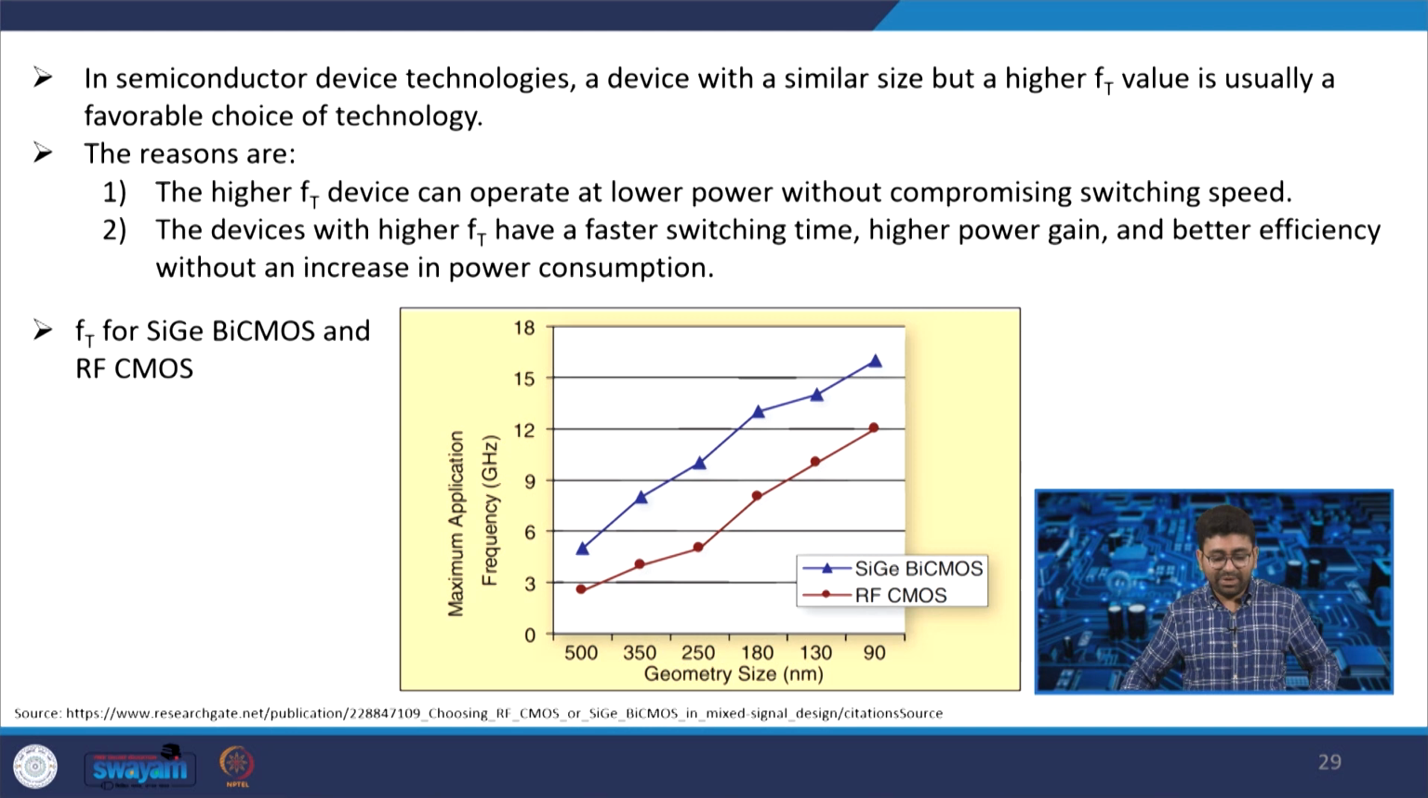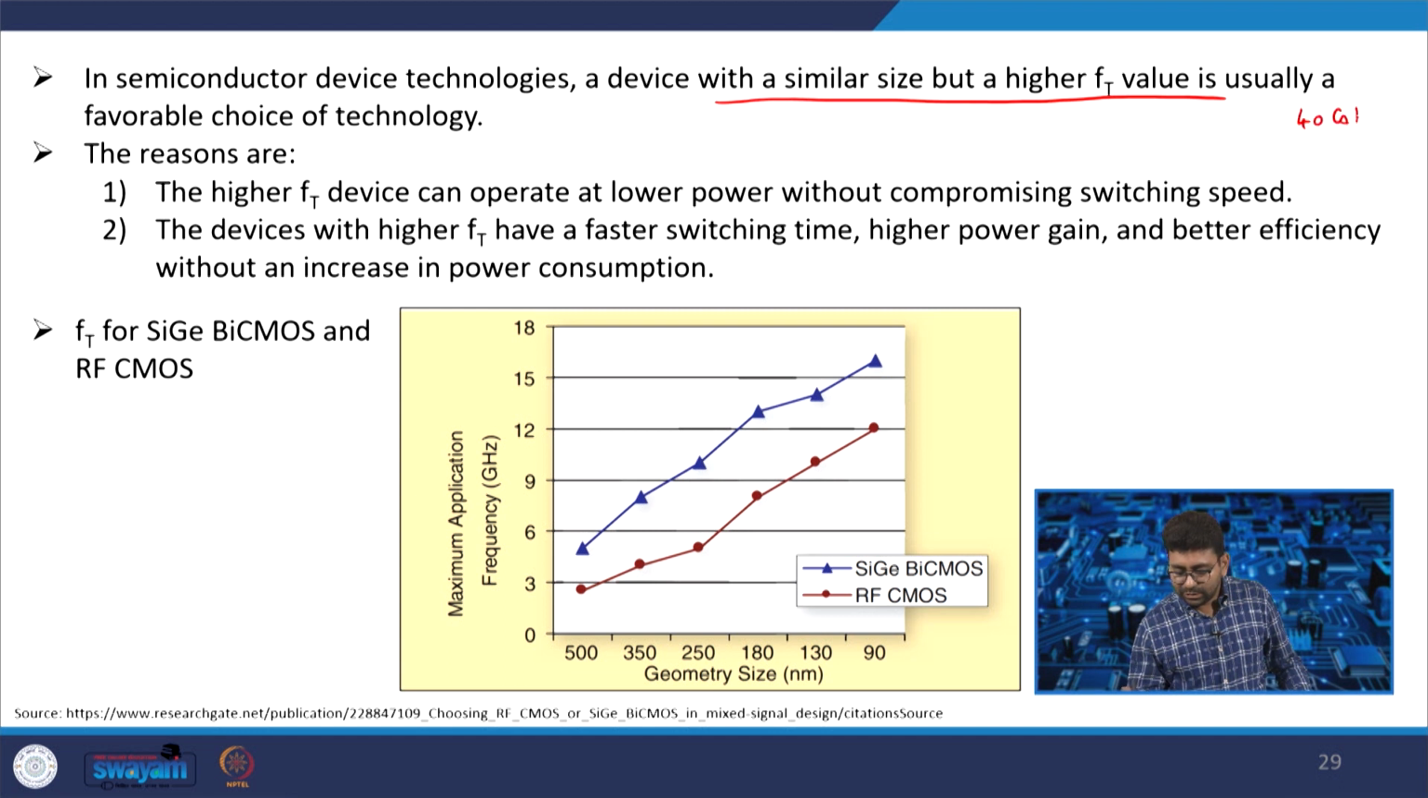In semiconductor device technologies, a device with a similar size but higher Ft value is usually the favorable choice of technology, because let us say you are working at 40 gigahertz, and if your device does not provide the current gain or the power gain at this frequency, then how can it be useful? So, device engineers always try to improve the Ft, and as we are going to lower node technology, that Ft is improving.